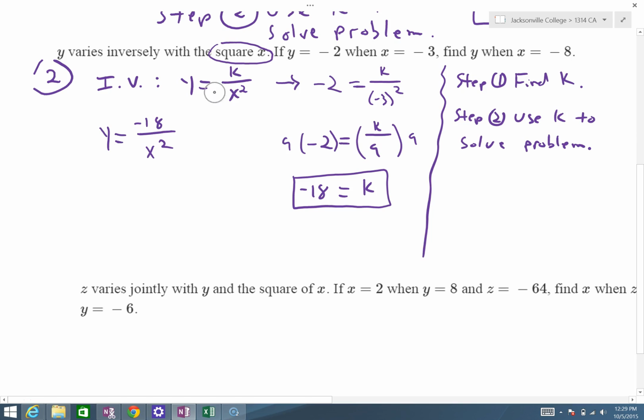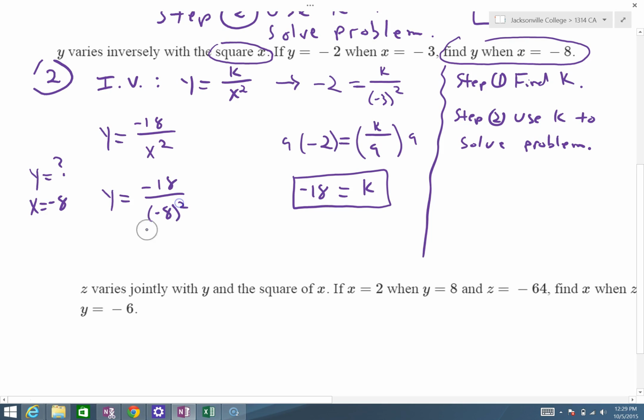So we have taken this k is equal to -18 and we've substituted it in there. Now we're ready to solve the problem. It says find y when x is -8. We want to find y. We don't know where y is, but we do know that x is -8. So I'm going to take -8 and substitute it in place of x. y equals -18 over -8 quantity squared. So this is -18 over 64.